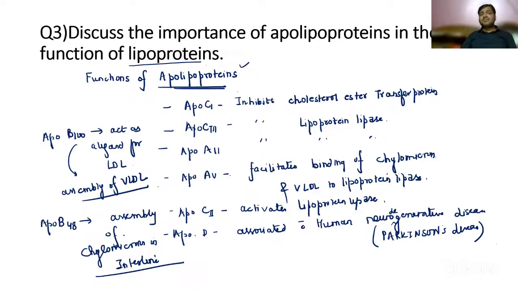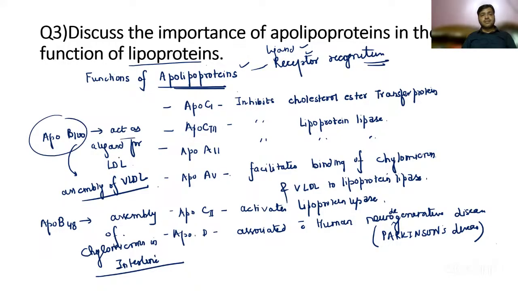They also help in receptor recognition. We'll be discussing this in the metabolism also. Apolipoproteins act as ligands for receptor recognition. For example, ApoB100, I have already told you, acts as a ligand for low density lipoprotein.